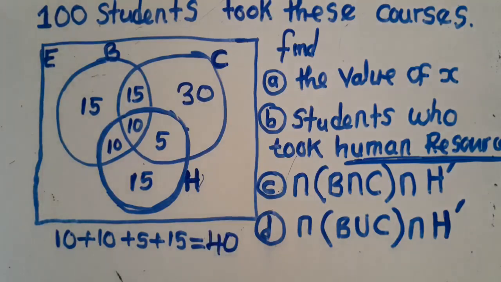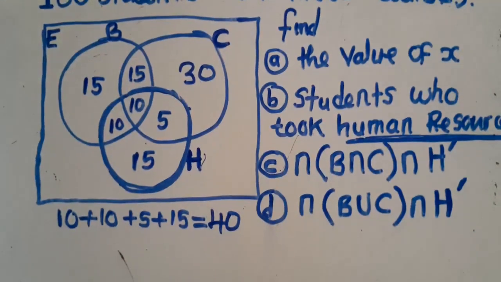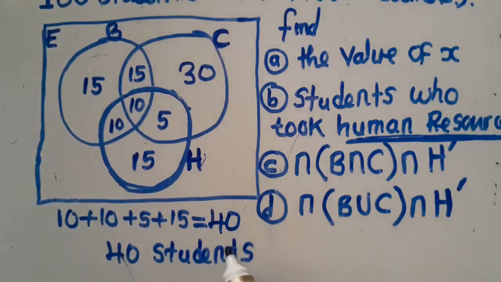So how many students were taking human resources? You say 40 what? 40 students. This is what you are supposed to do. Say 40 what? 40 students. Like this, you are done.